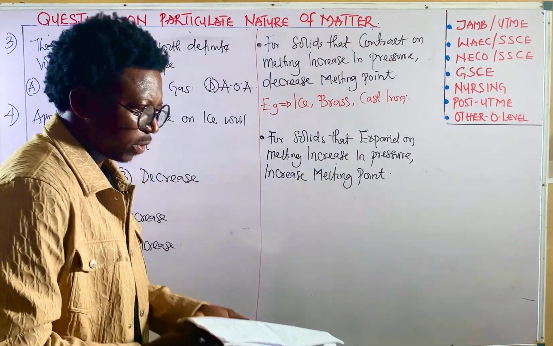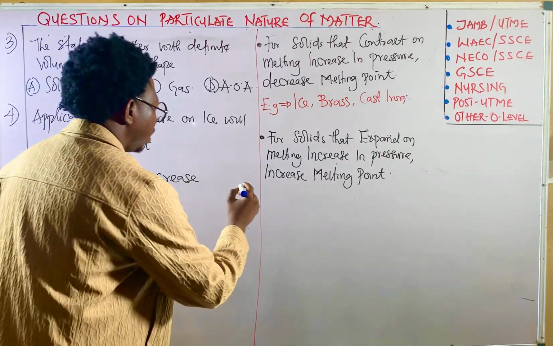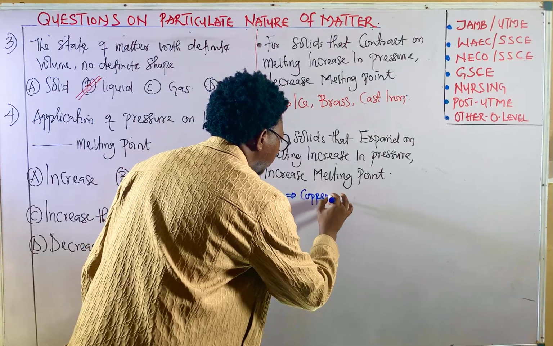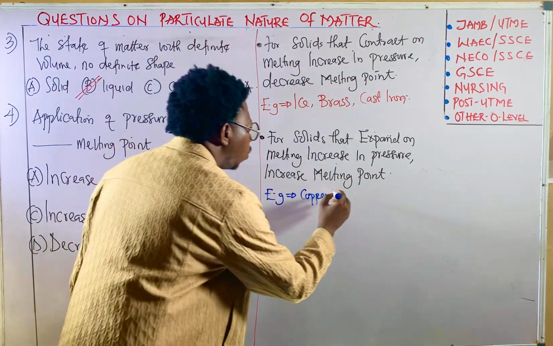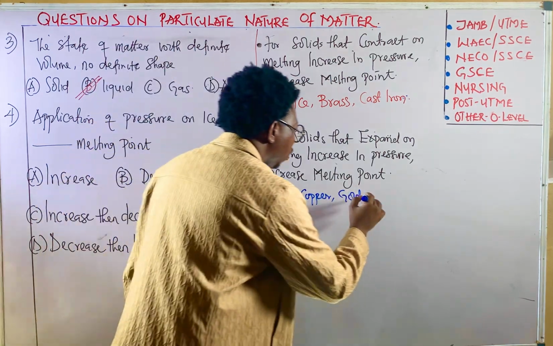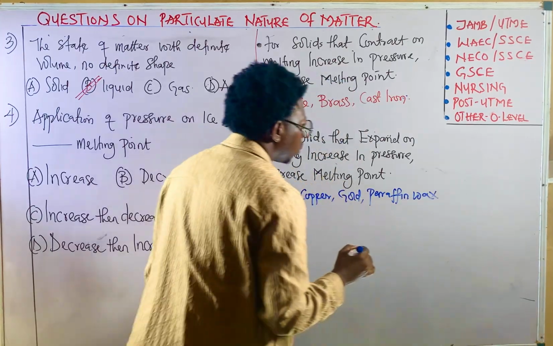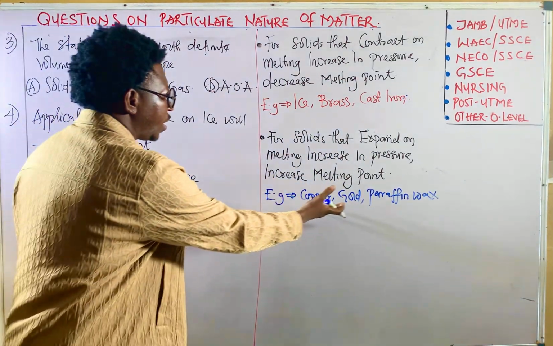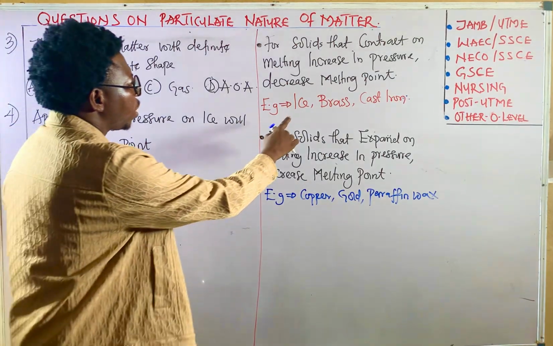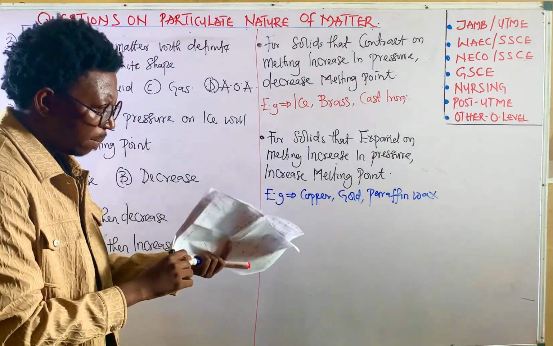So I'm going to give you examples of such solids that expand on melting. For example, copper. Yes, copper is one of them. What again? Gold. Gold is one of them. What again? Paraffin wax. So application of pressure on all these, copper, gold, paraffin wax, will increase the melting point. Application of pressure on all these solids, ice, brass, cast iron, will decrease their melting point.